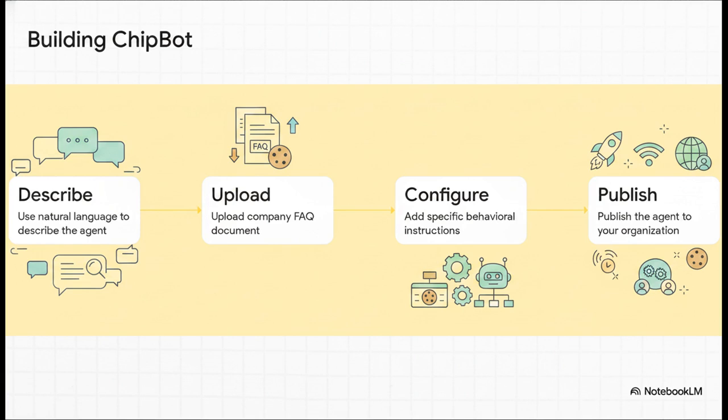Building Chipbot takes exactly 4 steps. First, you just describe what you want in natural language. Second, you upload your static knowledge, like a company FAQ Word doc. Third, you give it some behavioral instructions. And fourth, you just hit publish. It really is that straightforward.